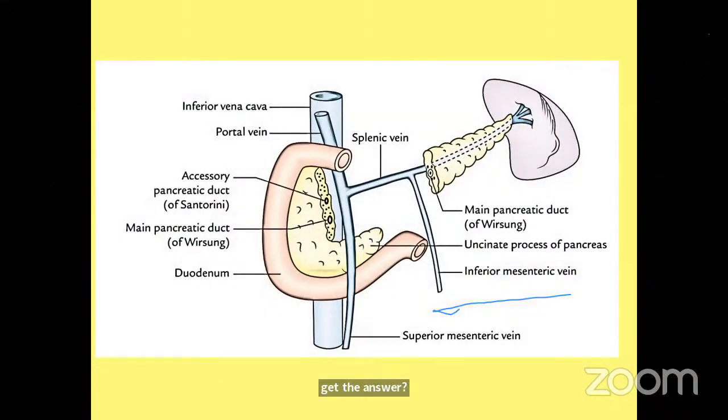The reason is you need to know how a portal vein is formed. A portal vein is formed by the union of the splenic vein and superior mesenteric vein. These are the two major veins leading to the formation of the portal vein. They are united to form the portal vein behind the neck of the pancreas. Okay, and you can see the portal vein, and behind that you can see the inferior vena cava.